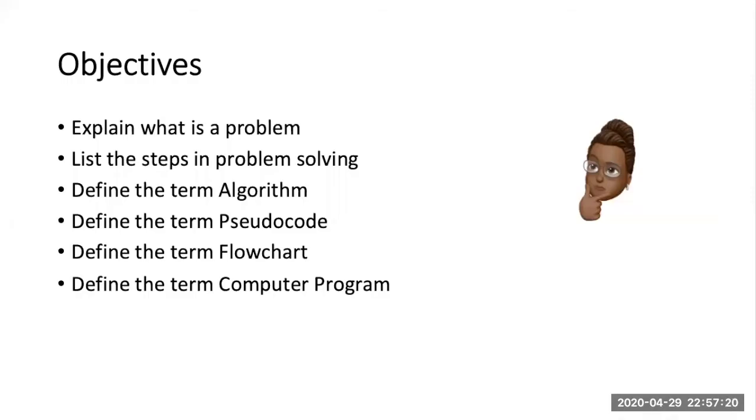These are the objectives that we will be looking at today. Explain what is a problem. List the steps in problem solving. Define the term algorithm. Define the term pseudocode. Define the term flowchart. And define the term computer program.